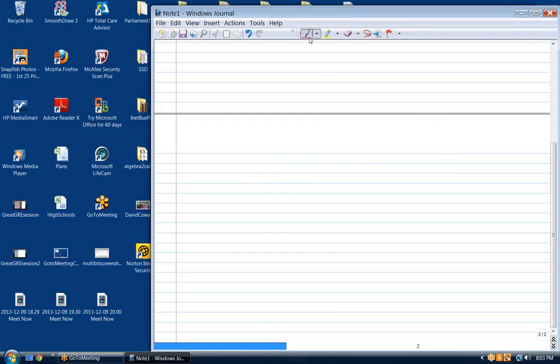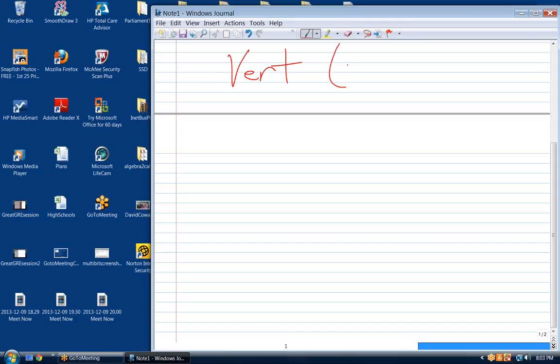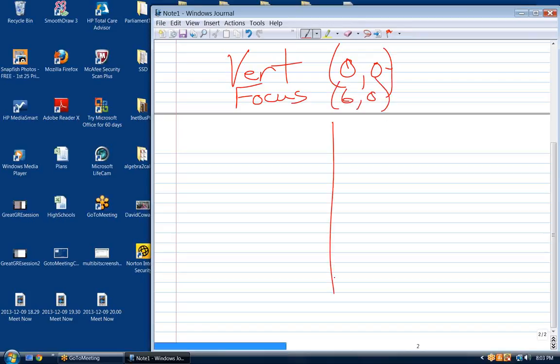So what kind of parabolas are we going to be dealing with? What do we need to do with them? First problem I have is write an equation with the vertex at the origin and the given focus. Okay. Ah, we are in conic sections. Focus is what? 6, 0. Okay. Let's talk about parabolas for a moment.